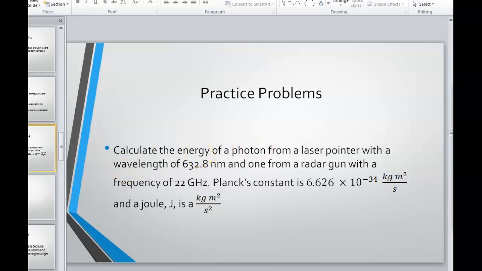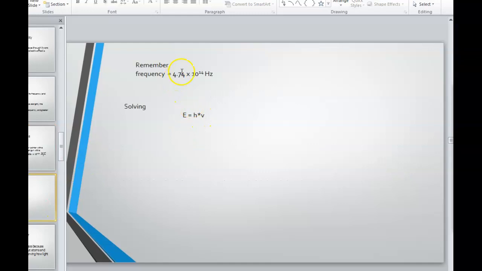So I'm going to show you how to solve it now. If you want to pause it, go ahead. To solve this, we just need to use the formula for the energy of a photon, which was given on one of the previous slides. Energy is equal to Planck's constant times the frequency. We also converted 632.8 nanometers to frequency on a previous question. The frequency we found was 4.74 times 10 to the 14th hertz, or 1 over seconds. To solve it, we just need to use E is equal to h nu.